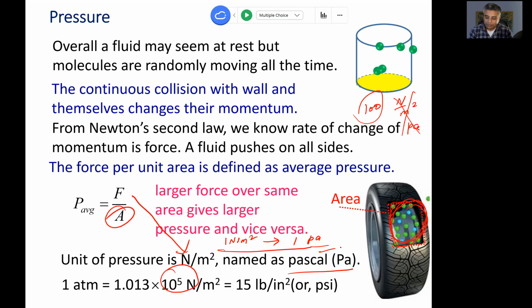And of course, tire pressure we measure in terms of PSI. So that means pound per square inch. So per square inch is area in a different unit, right? And pound is the force in a different unit.